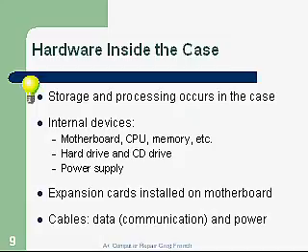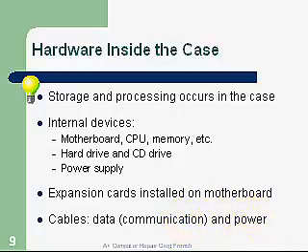Hardware inside the case. Storage and processing occurs in the case. Internal devices, motherboard, CPU, memory, etc. Hard drive and CD drive are also internal. Power supply, internal. Expansion cards installed in the motherboard. These are plugged into the motherboard and provide additional functionality to the computer. A typical video card might be plugged into the expansion card, giving us output to a monitor. Cables can be either data for communication, or it could be a power cable.